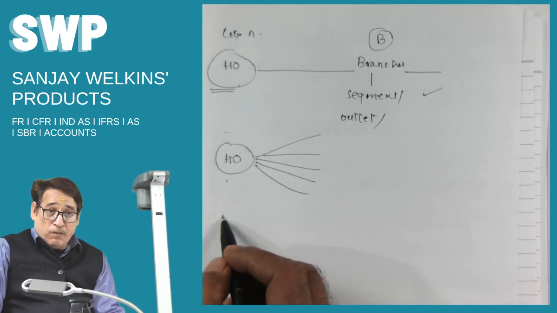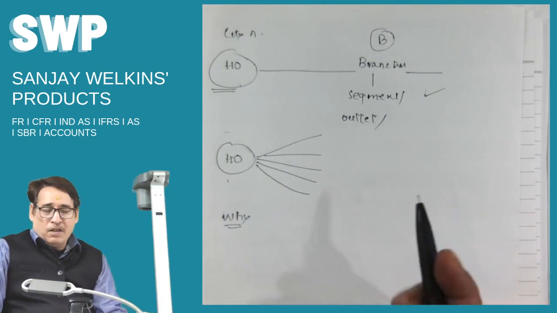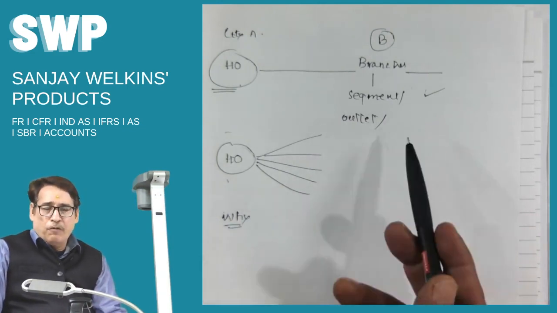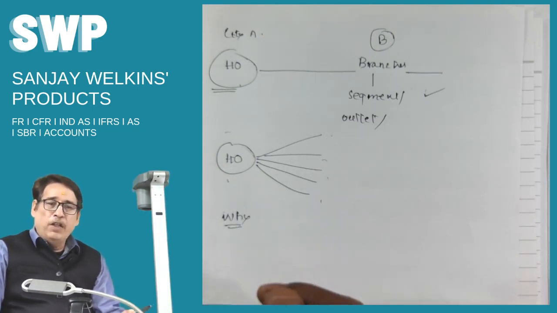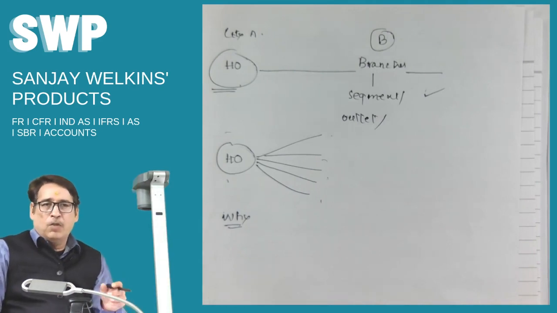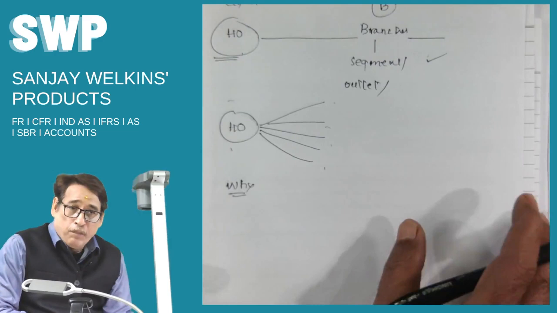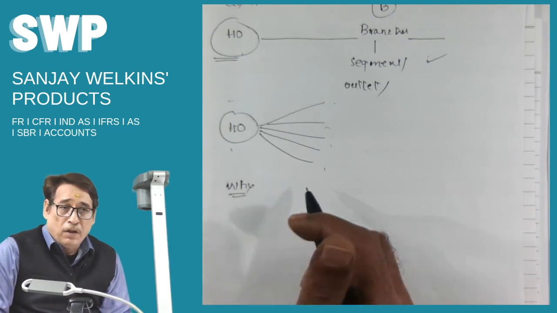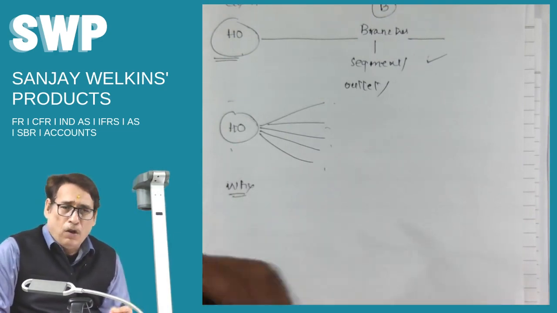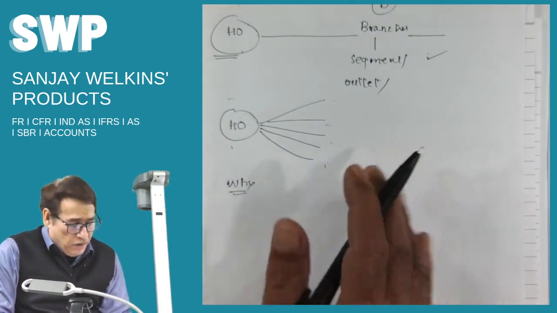Next question: why do we need branch accounting? You can give me a very simple answer, sir: since we have opened a branch, we need accounting for it. That is one part of the game, no doubt, because we have opened several branches. So we need to keep track of those branches, whether each branch is performing up to our expectations or not, whether each branch is following the policies of the head office or not, whether each branch has good turnover, and whether each branch is earning profit or not. So in order to track performance, we need branch accounting. These are the simple things.